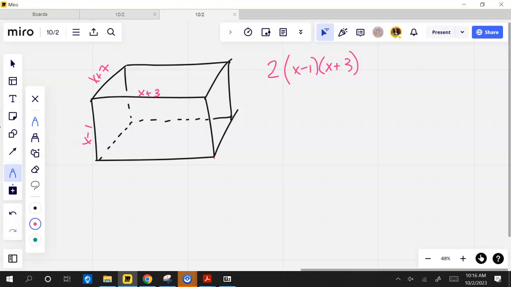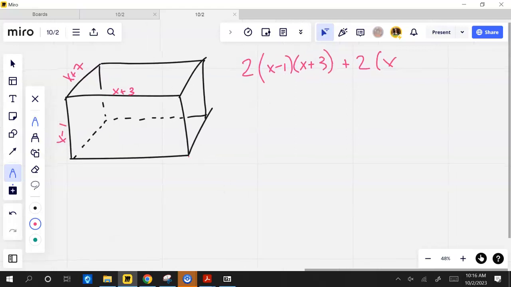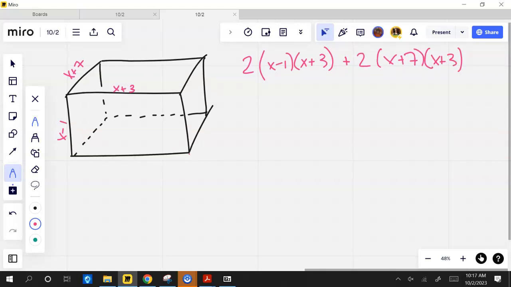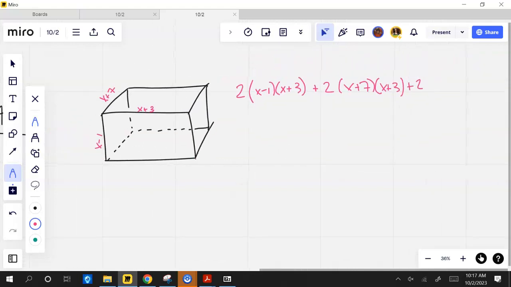Now let's do the top and the bottom. They should be the same because it's a rectangle, right? So 2 of these, and it's x plus 7 and x plus 3. And now the 2 end caps here, x minus 1, and there's 2 of them again, x minus 1, x plus 7. That's surface area.